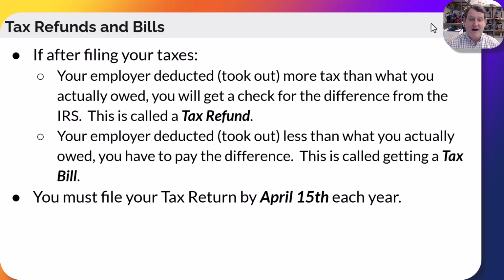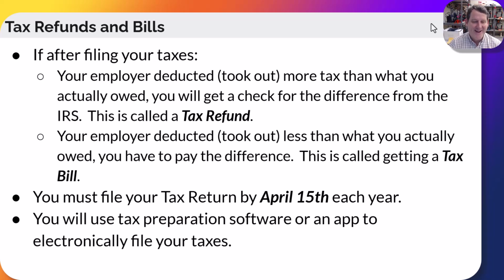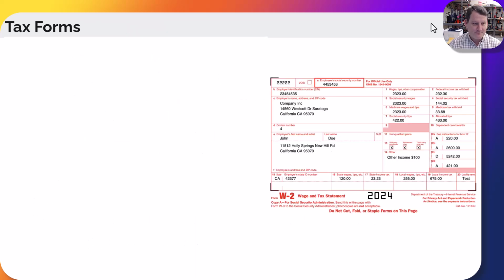All right, you must file your taxes by April 15th each year. So you have that first part of the year to get all the forms and do all the calculations. Again, you won't be calculating anything. You'll be putting stuff into a program which will calculate it for you. You're going to use software or an app to electronically file your taxes. It used to be you'd fill out paperwork and send it in. That just does not happen anymore. You'll scan all your documents and send it electronically.